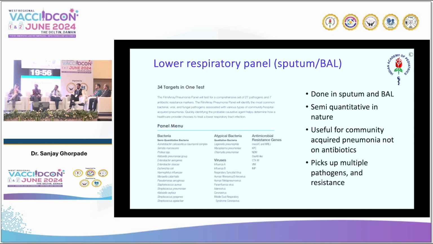Yes, and particularly it should be on the BAL sample because that will be more informative. The difference between collecting a sputum sample and an upper respiratory sample is that there is always a technique which is involved.